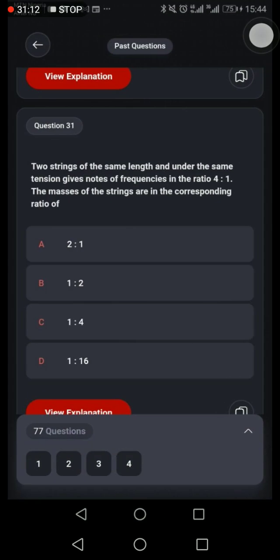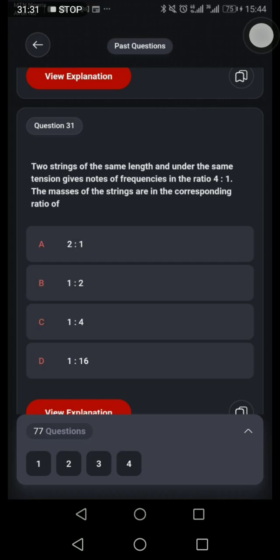Okay, this is second to the last question now. Two strings of the same length and under the same tension give notes of frequencies in the ratio 4 to 1. The masses of the strings are in the corresponding ratio of.